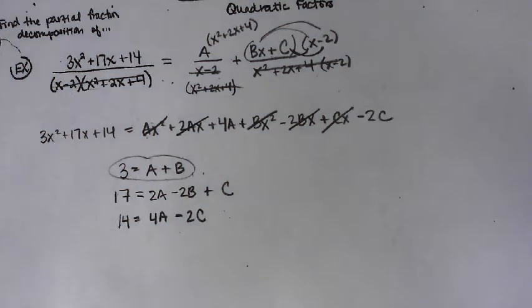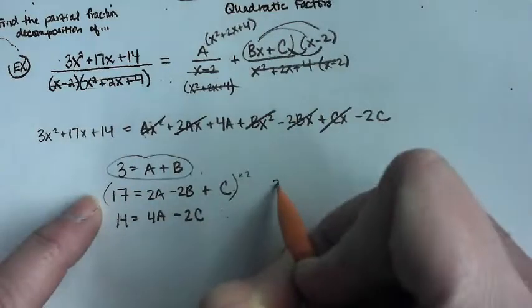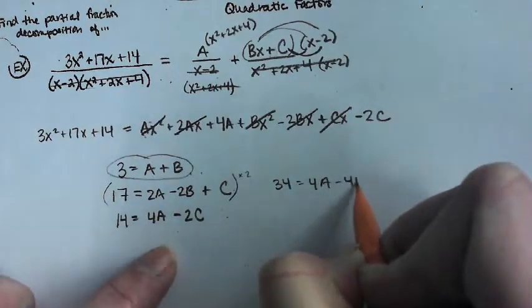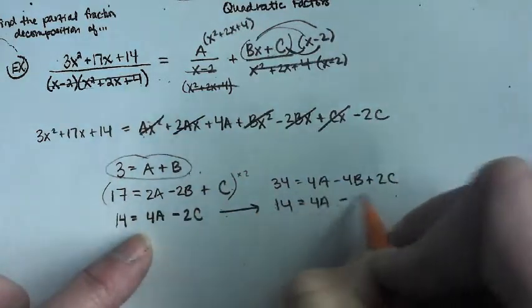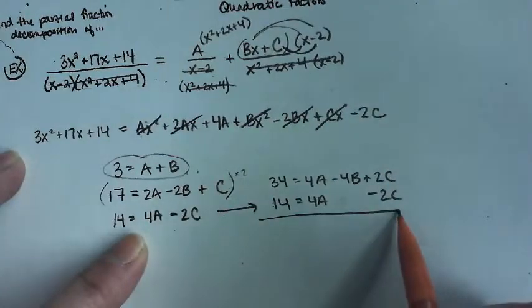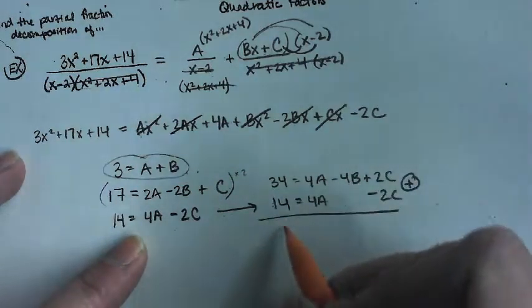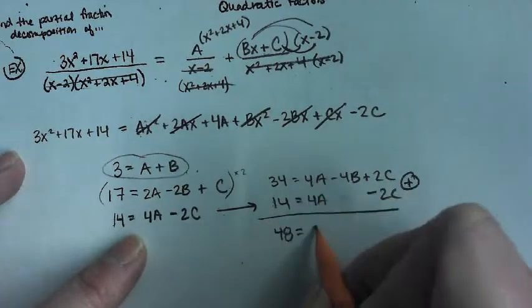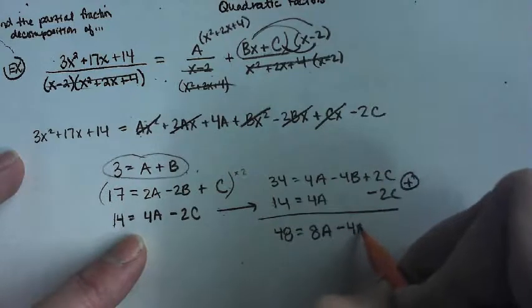The c is already eliminated in the first one, so I'll use the second two equations to eliminate the c there as well. So I need a multiplier of 2 on this guy. And I'll just line this one up without changing it. Oops, minus 2c. And then add or subtract. Add, opposite signs, add. Good. 34 plus 14, 48. 4a plus 4a is 8a. Negative 4b plus nothing is still negative 4b.